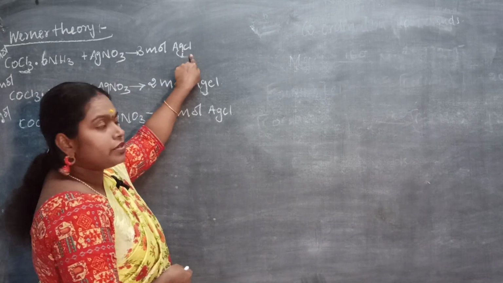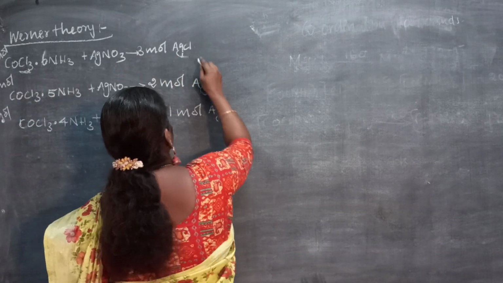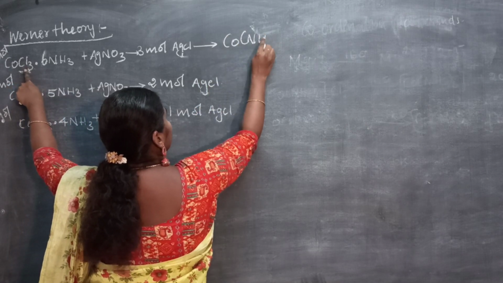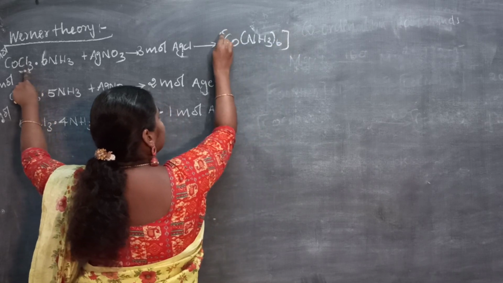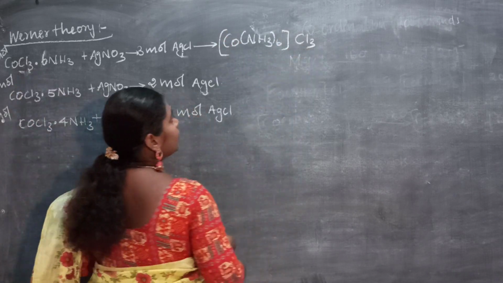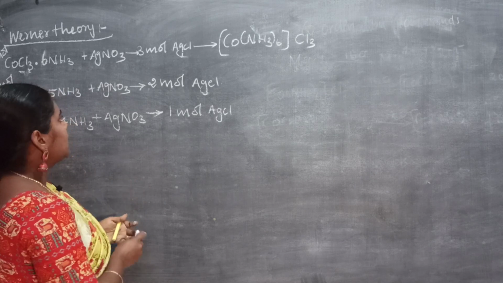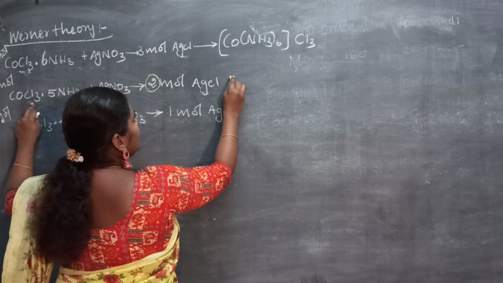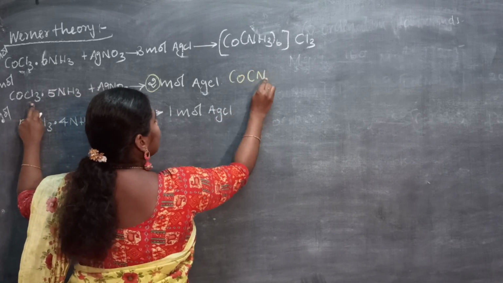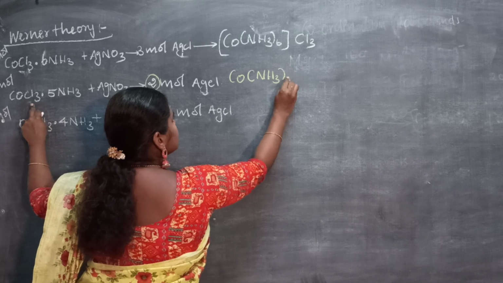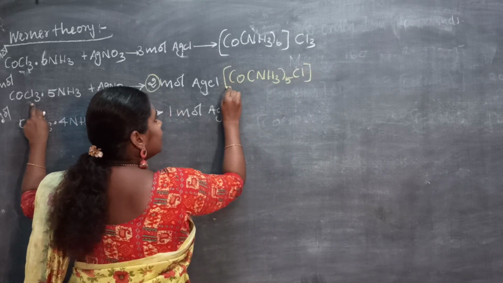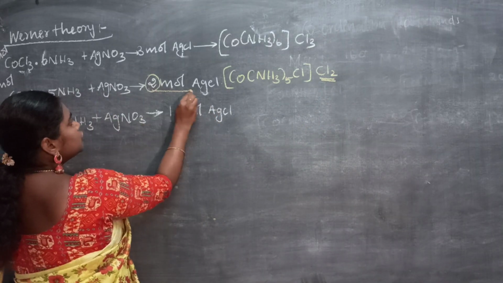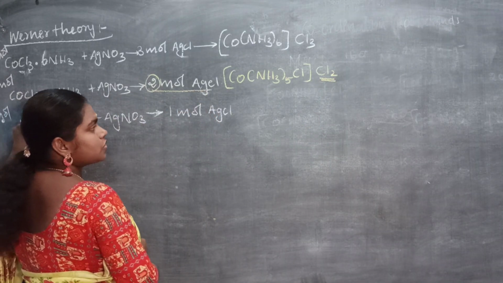So in this compound 3 moles of silver chloride we obtain, so that complex maybe hexaamine, then outside 3 chlorides as the counter ion in the first complex. In the second complex 2 moles of silver chloride will be obtained, so this complex maybe NH3 pentaamine Cl, and only 2 chlorides as counter ion. Okay, because we will get 2 moles of silver chloride, 2 chlorides as counter ion.